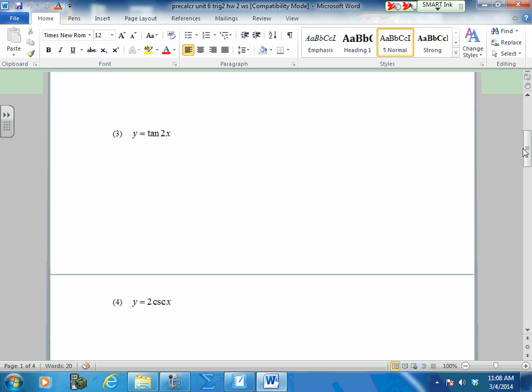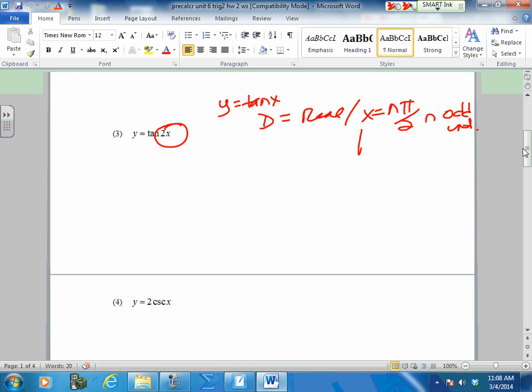So I start with my regular domain for my tangent curve. Real, except, and I gave you a sheet that has all of them laid out. Remember the Xerox sheet I gave you? It's got all the domains and the ranges laid out for each one. Keep that sheet handy, because in a case like this, have that next to you. So you pull this out and you say n pi over 2 where n is an odd integer. Now, watch. Take this 2x. Keep this information.